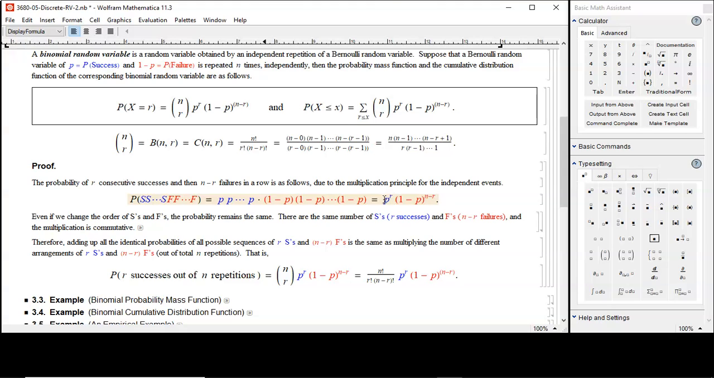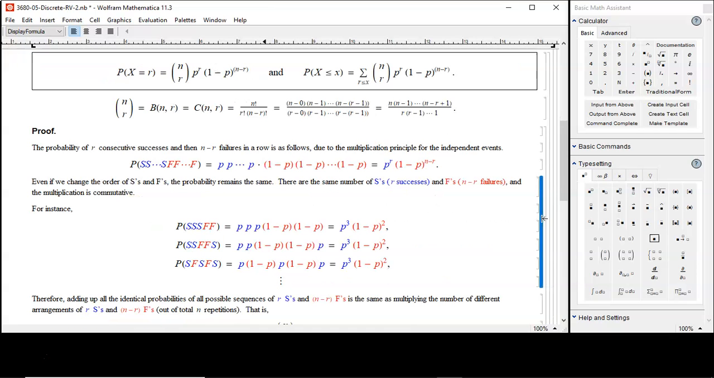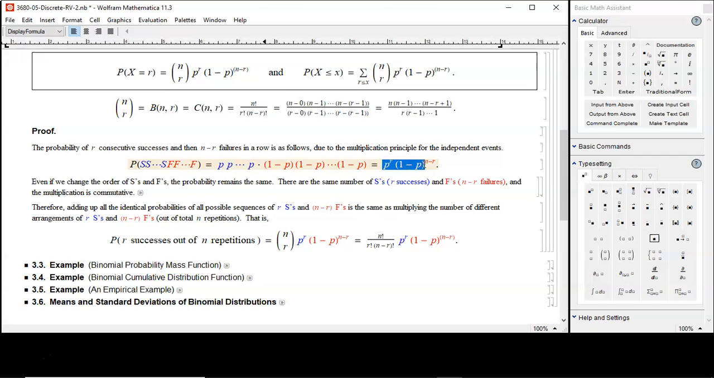Well, I claim it's going to be the same anyway, because multiplication is commutative, as we can see in these kinds of examples. You see, I'm multiplying p three times and (1 minus p) twice, one way or the other, like this or like that. It doesn't matter. Ordering doesn't matter because multiplication is commutative. So in the end, same probability all the way, and then we have to add up the same thing a number of times. So how many times?